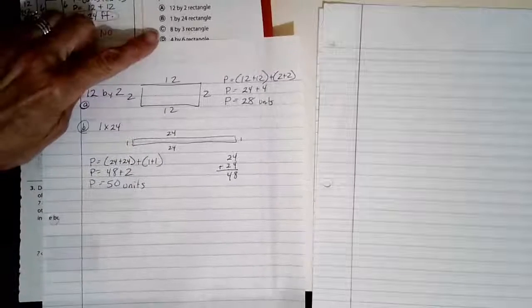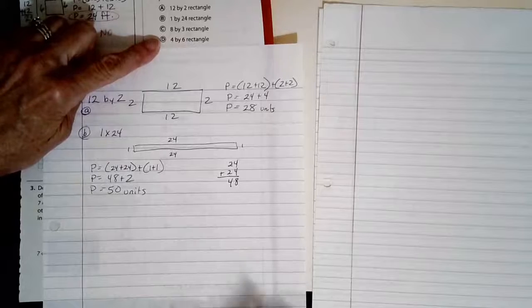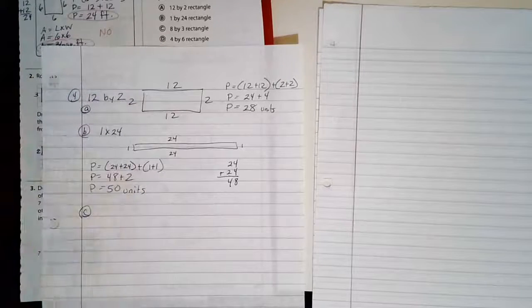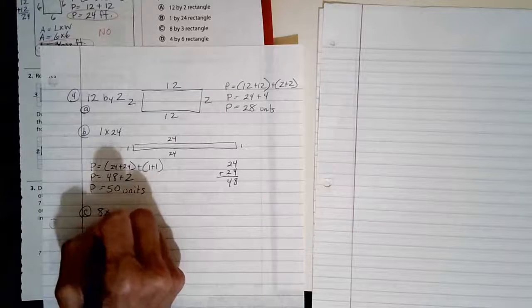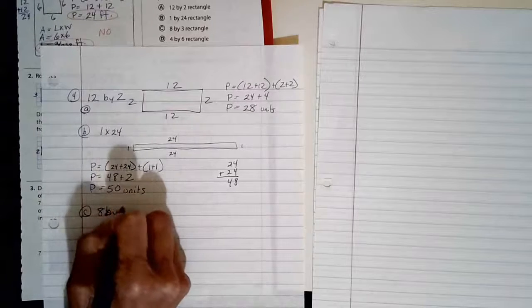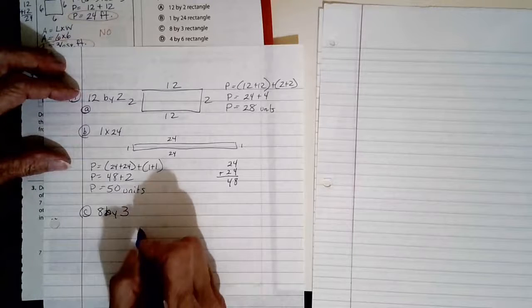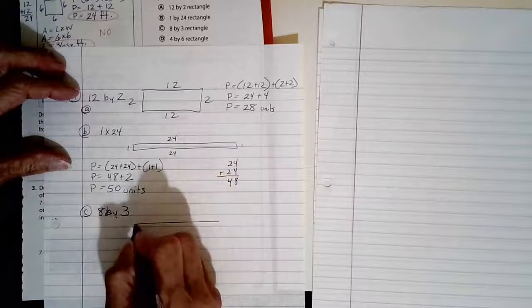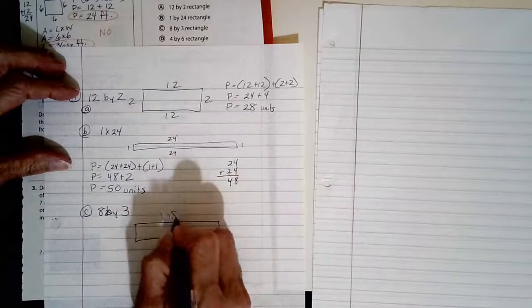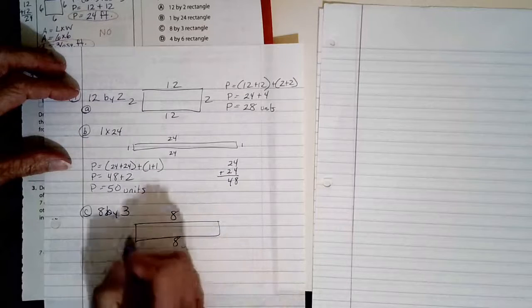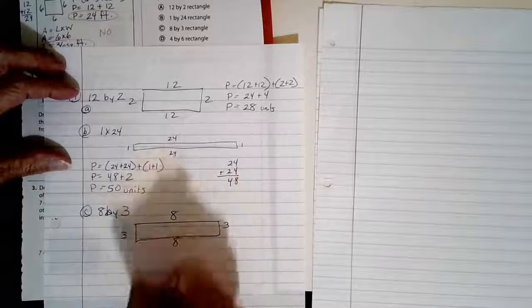Now, let's look at letter C. Letter C says an 8 by 3. So if we have an 8 by 3, and we're looking at our perimeter, we're going to have 8 on the top, 8 on the bottom, 3 on each side. Could turn our rectangle either direction. This just works out better for space for me.